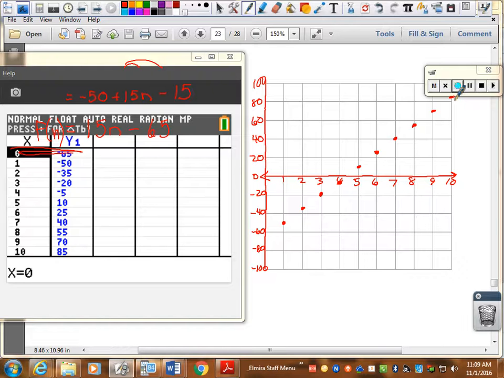Okay, so the main point of me showing you that was just that when you see your table of values, if you find that you have some negatives and some positives, it just means you're going to have to split your axes and put your x-axis in the middle.